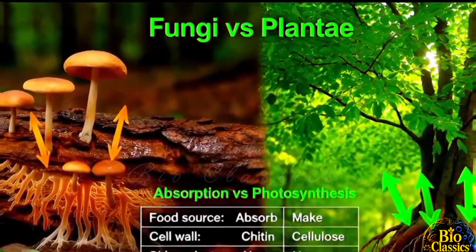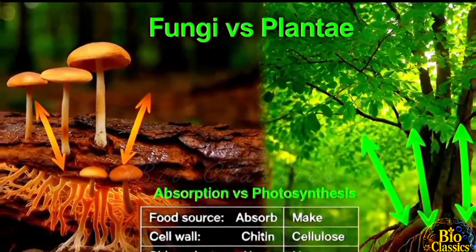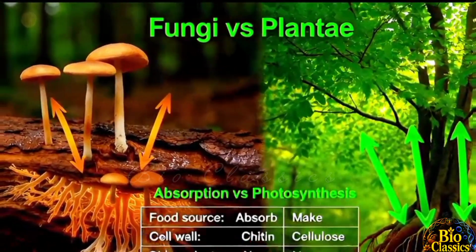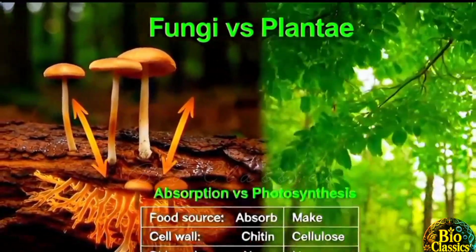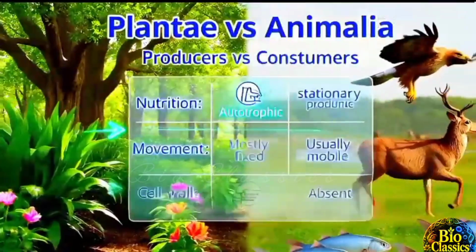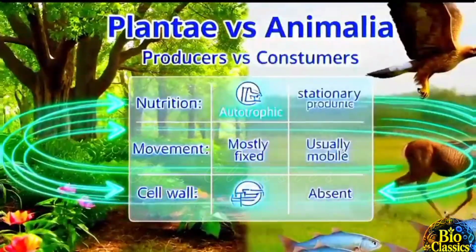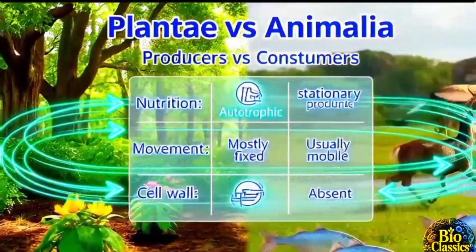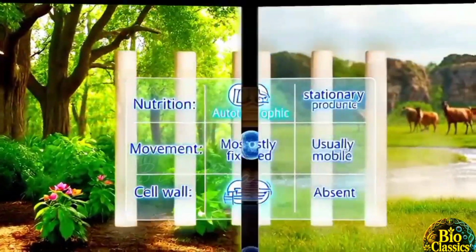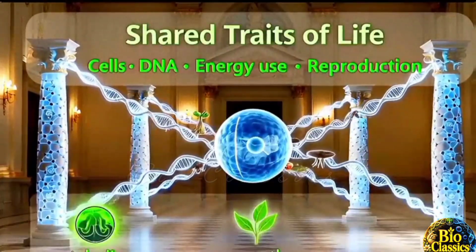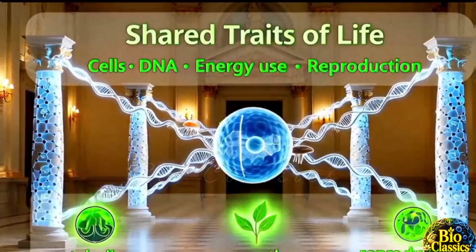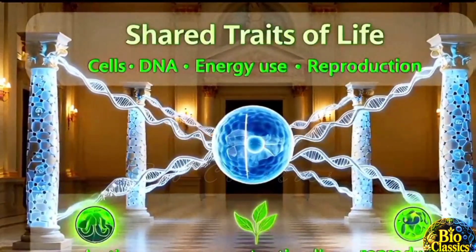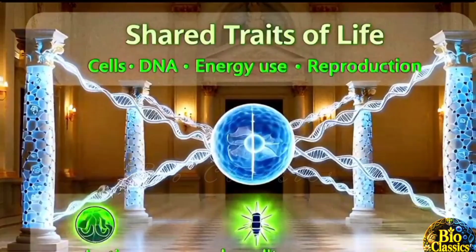Fungi absorb nutrients from organic matter, while plants produce food using sunlight. Plants are mainly stationary producers, while animals are mobile consumers of organic food. Despite differences, all 5 kingdoms share core traits of life such as cells, heredity, and metabolism.